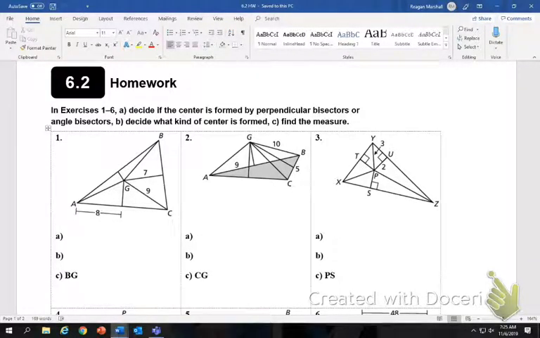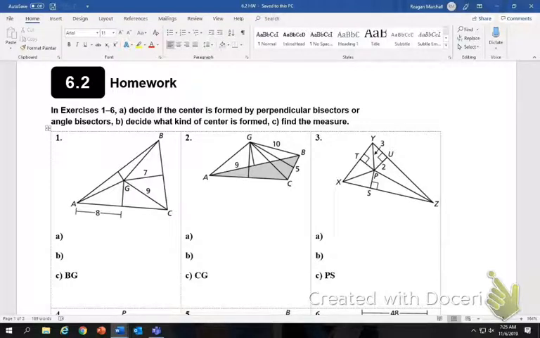We're going to grade 6.2 homework. Please write "checked by" at the bottom, "graded by," and put your name. So we're going to do this homework. We'll grade together.